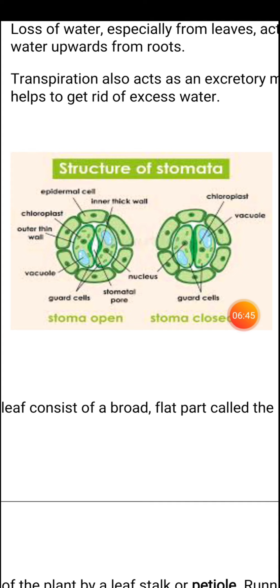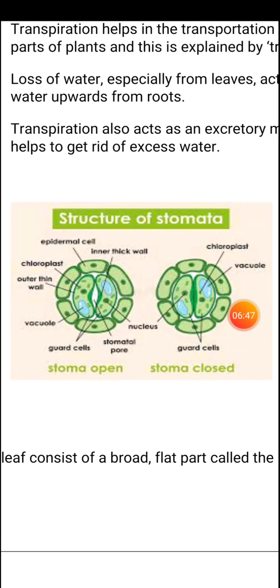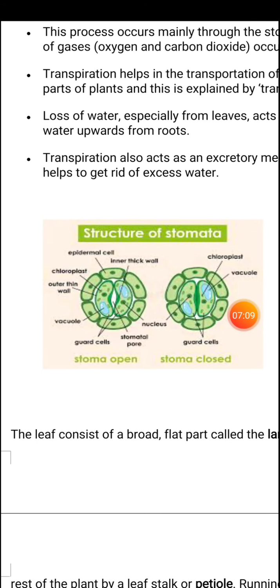So when the stomata is open, the water will be moved out. That particular process is known as transpiration. Transpiration means the water will move out to the atmosphere in the vapor stage, and this loss of water is also helpful for the plant in order to get rid of excess water.